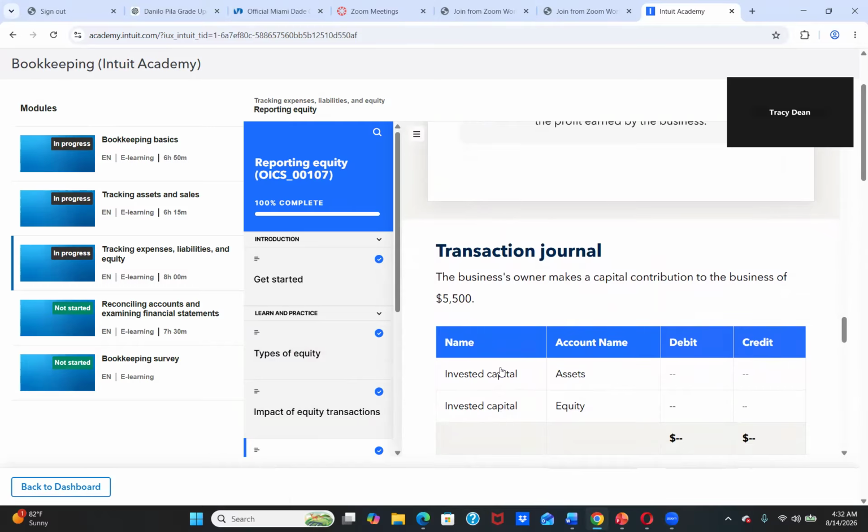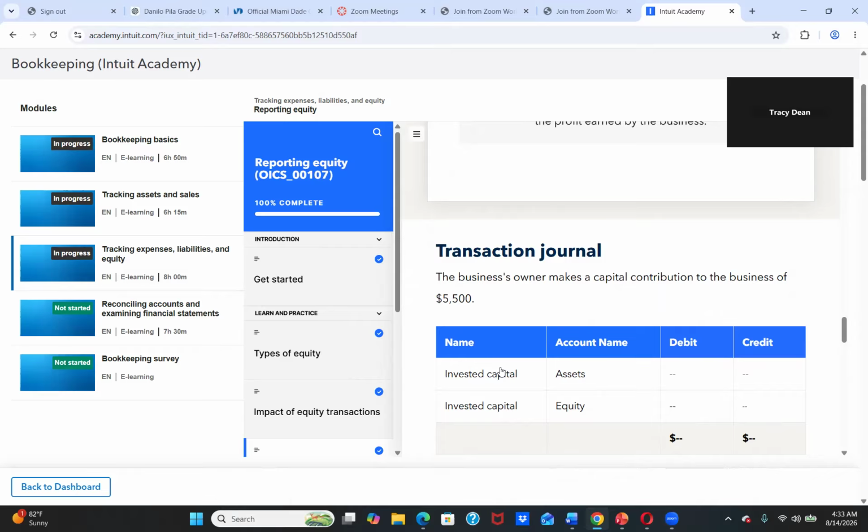Next, we have what we call the transaction journals. So here, they're showing us assets, and they're also showing us the equity. And here, they're telling us that the business owner makes a capital contribution to the business of $5,500. So he makes a contribution, money going in. So what happens to the assets? Does the asset increase or does the asset decrease? That's correct. The assets increase.